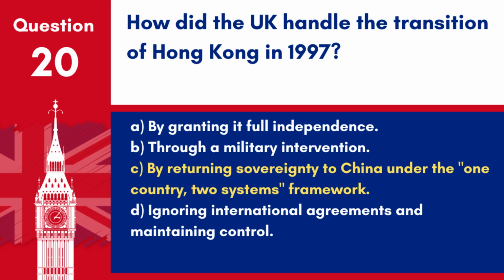Answer. C. By returning sovereignty to China under the one country, two systems framework. The transition of Hong Kong in 1997 was managed through an agreement that promised to maintain distinct administrative and economic systems for 50 years after the handover.